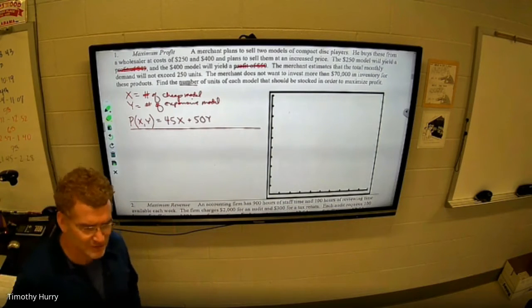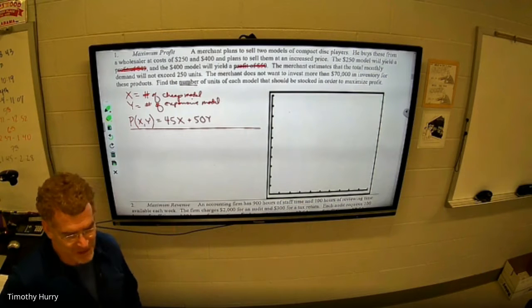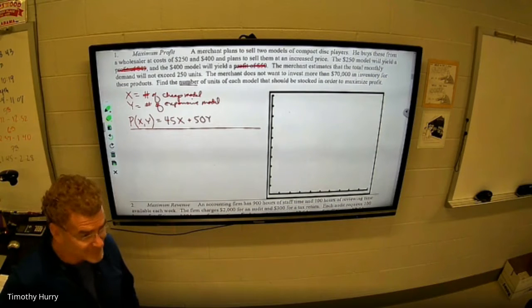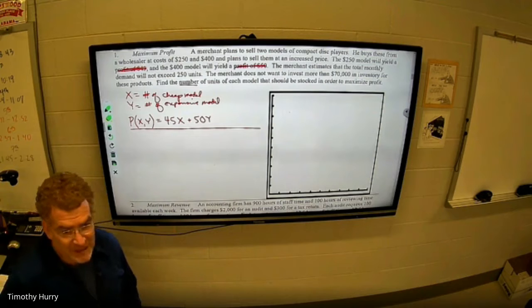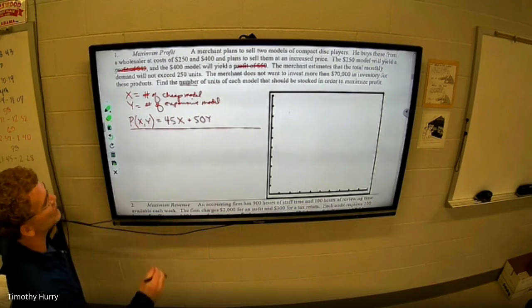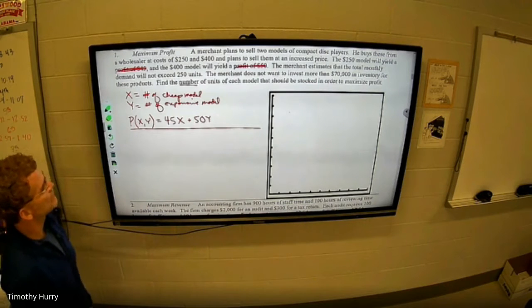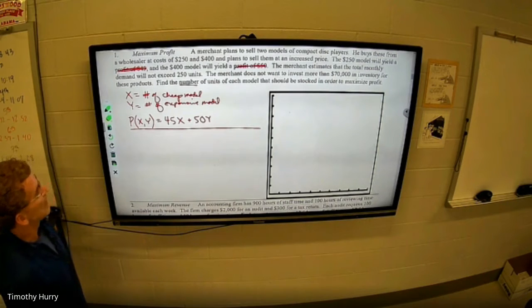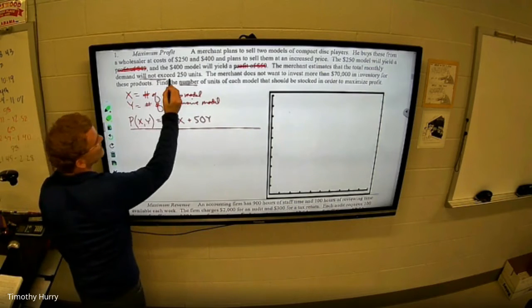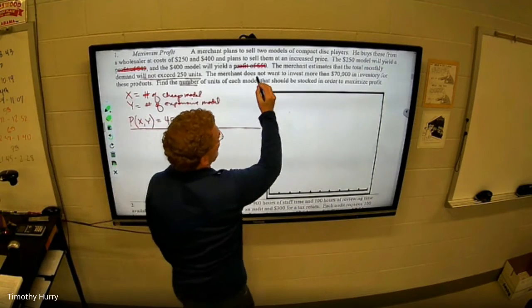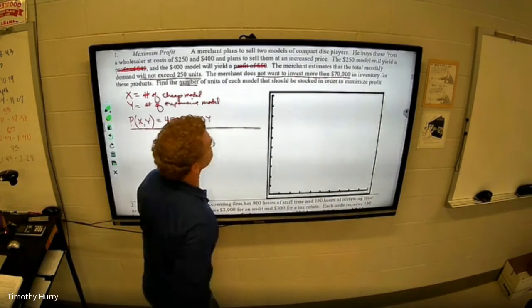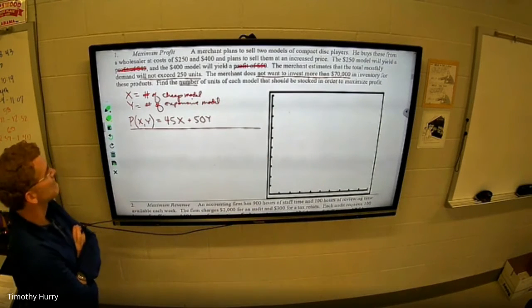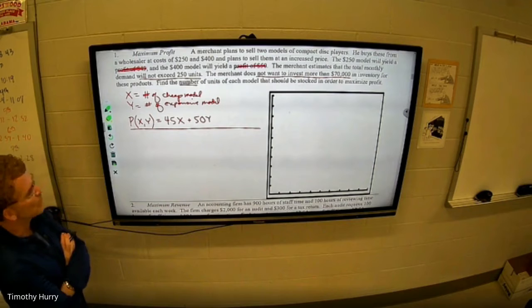Then what did I tell you to do in that suggestions page? Anything that hints at an inequality, right? So where do I see inequality show up here? No more than 70,000. It will not exceed 250. I do not want to invest more than 70,000. Let's just go with those.